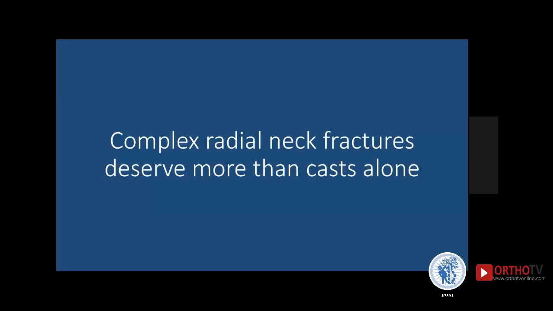And so here's your final reduction. And I would really advocate that complex radial neck fractures deserve more than casts alone. You've placed this patient under all the risks already. You've tried to avoid injury to the posterior interosseous nerve with your percutaneous assisted reductions. And so I don't think there's much further risk by using fixation to maintain this reduction and ensuring that you minimize the possibility of a poor result.